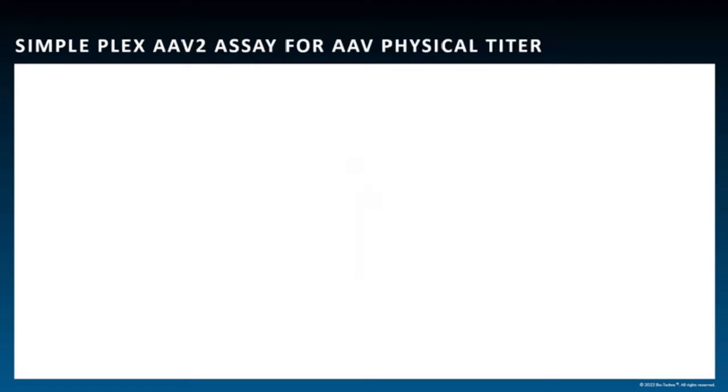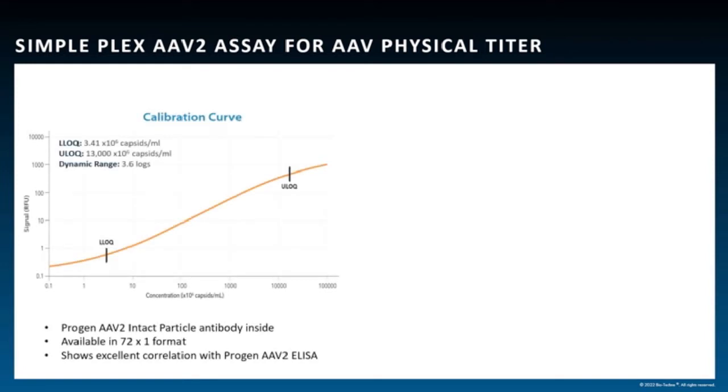Specificity and robustness to matrix effects are major advantages of ELISA, but considering the long turnaround time, moderate throughput, as well as the labor-intensive sample preparation, it's challenging to implement for routine quantification of capsid titer in a process development setting without automated liquid handling. We've partnered with ProGen to put their antibodies in our Simple Plex assay cartridges to make an AAV2 assay. You can run up to 72 samples per cartridge, and the standard curve is built in, so you can add the extra samples that you need.